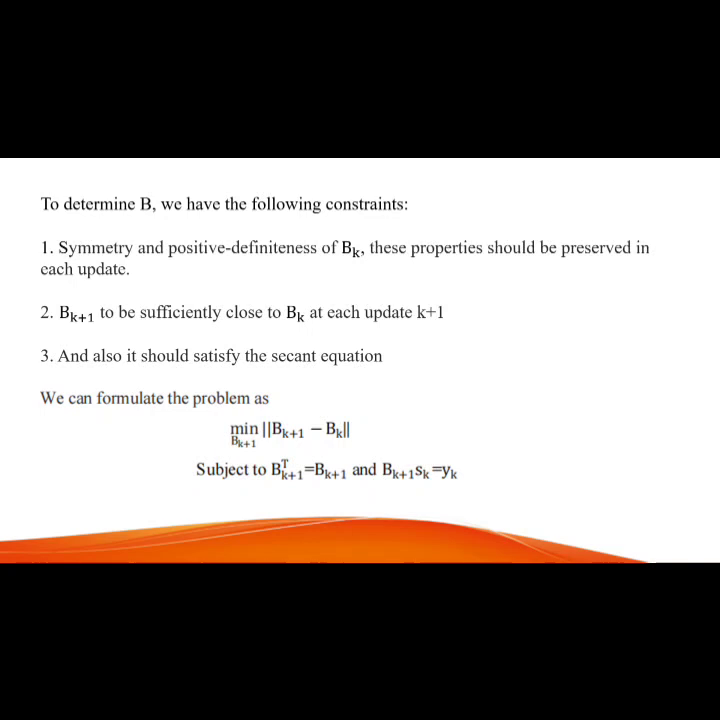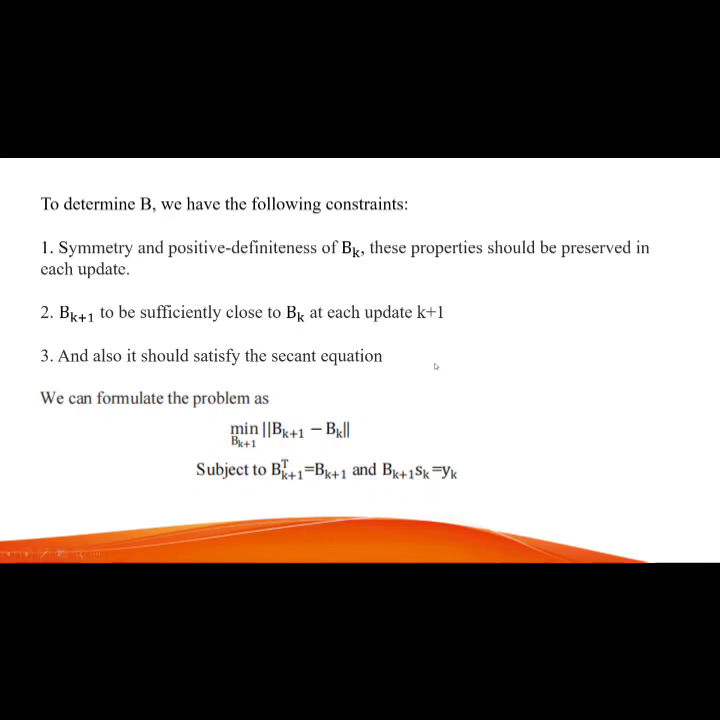Then we have to find what is the value of bk. To determine bk, we have the following constraints: b should be symmetric and positive definite, and these properties should be preserved in each update, and then bk plus 1 is to be sufficiently close to bk at each update k plus 1, and also it should satisfy the secant equation. The secant equation is bk plus 1 sk is equal to yk, where yk is equal to gk plus 1 minus gk, the change in the gradients, and sk is the change in the points, xk plus 1 minus xk.